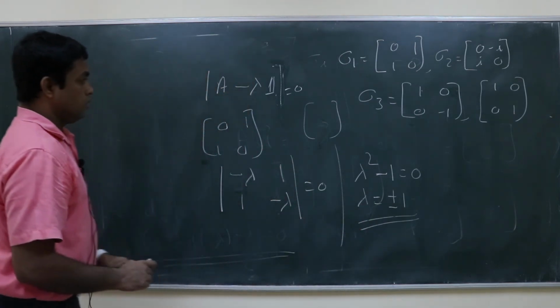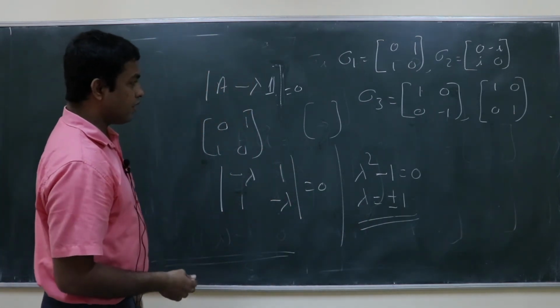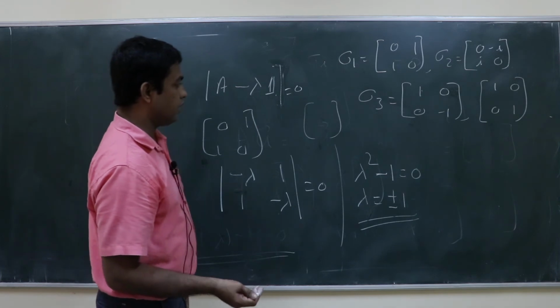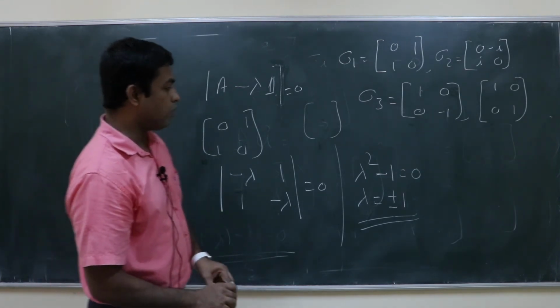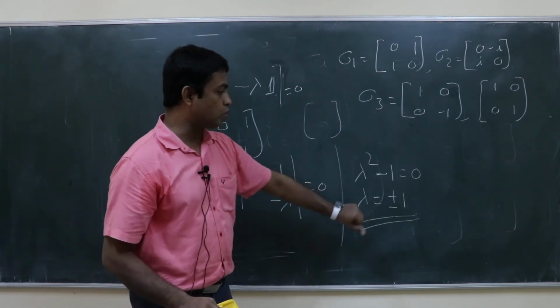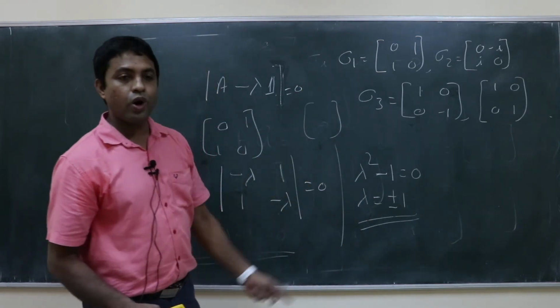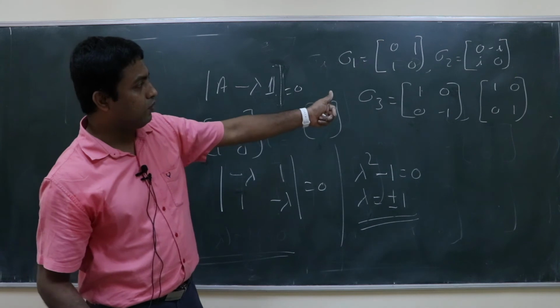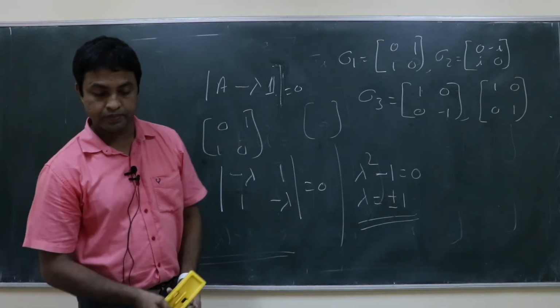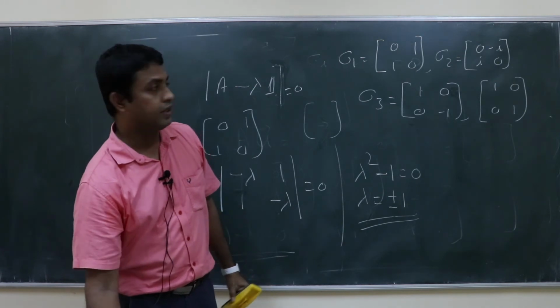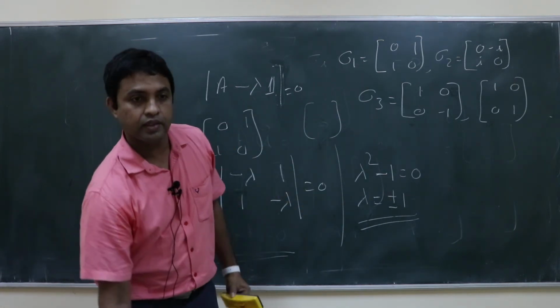With that understanding, when you find the eigenvalues and eigenvectors, you can cross check whether what you are getting is correct or not. So now I got two eigenvalues, plus and minus 1, for sigma 1. All of you, can you quickly tell me the eigenvalues and eigenvectors for sigma 2 and sigma 3? Quickly do that and give me the answer.